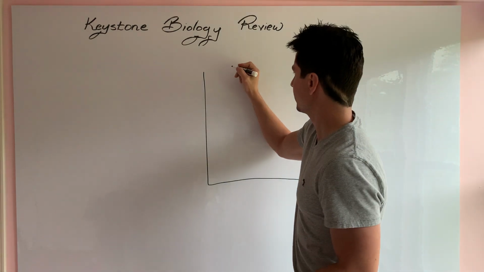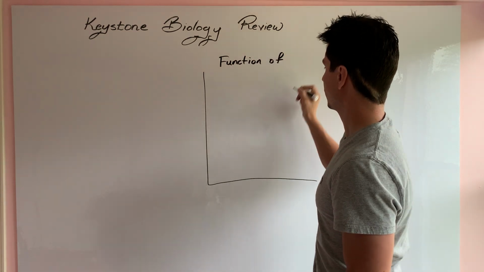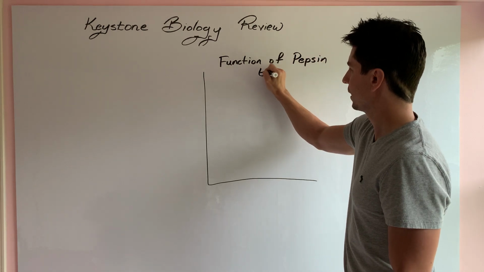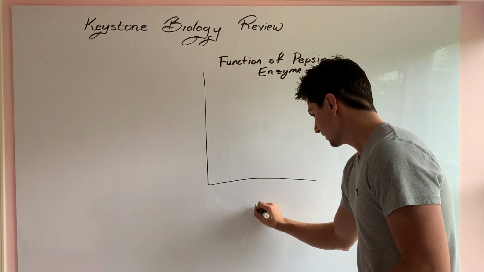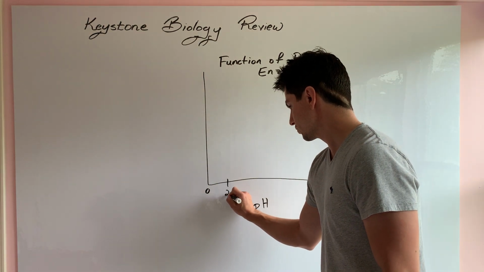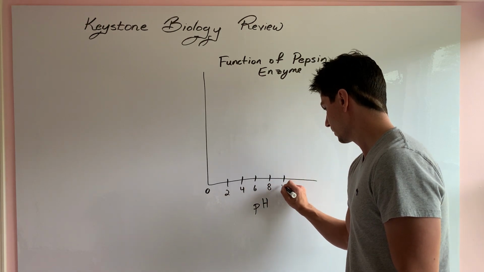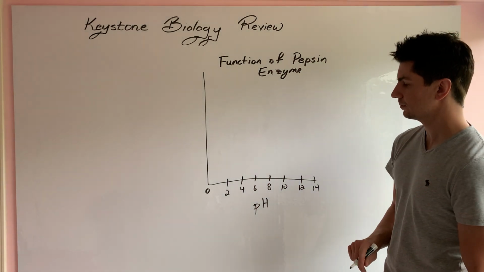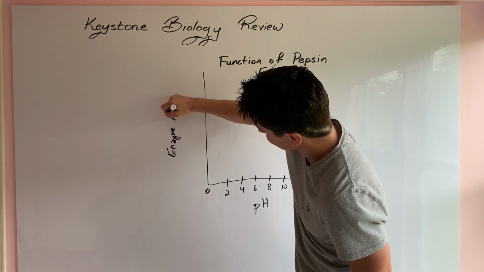So let's call this the function of the pepsin enzyme. Pepsin is the enzyme that is in your stomach, so it's naturally at a pH of 2. Down here, I'm going to do my pH. Here's going to be 0. We're going to say this is 2, 4, 6, 8, 10, 12, and then our highest is going to be 14, okay? Over here, we're going to write enzyme activity.